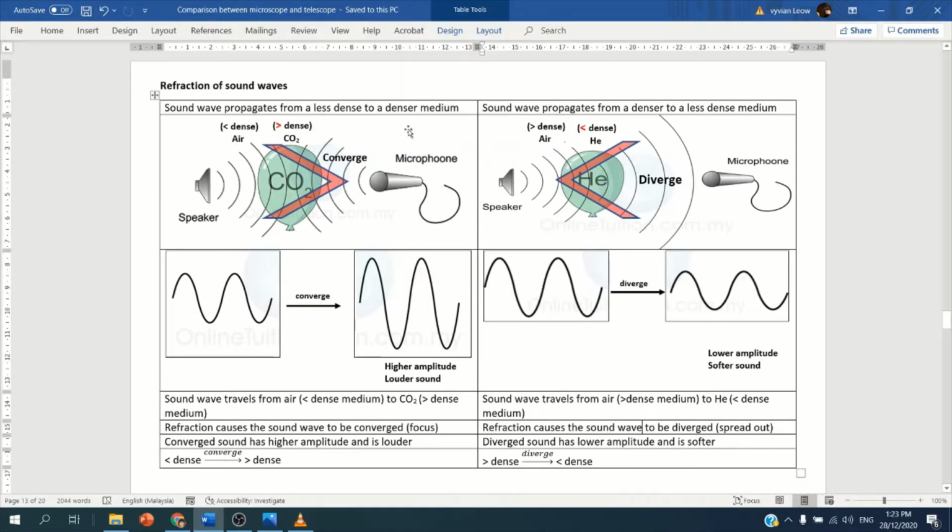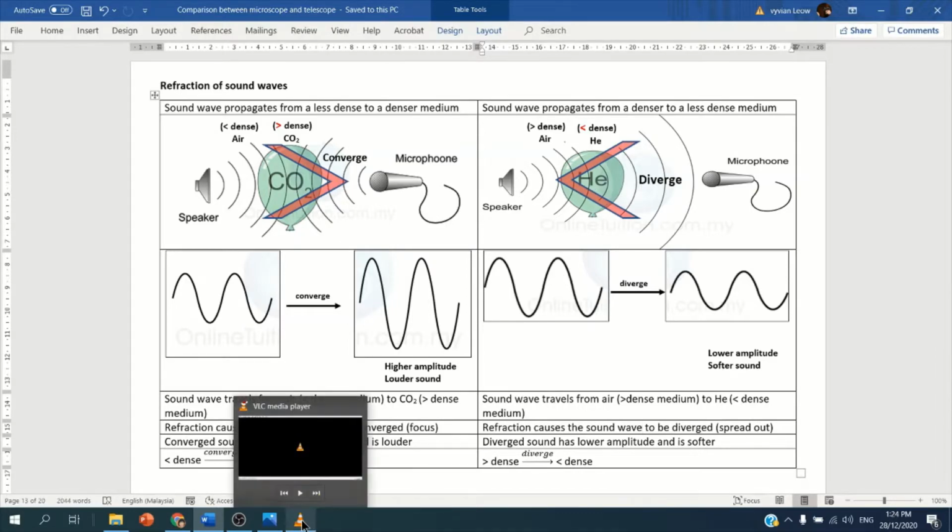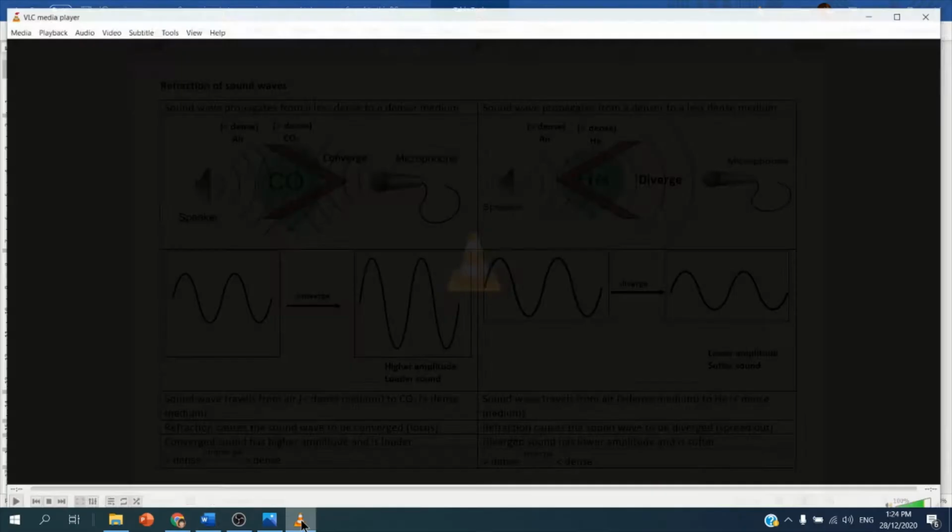To study refraction of sound waves, we will need a speaker that produces sound, a microphone that is connected to a CRO, that is cathode ray oscilloscope, and a balloon that is filled with either carbon dioxide or helium or both. Let's view this video to gain better understanding.